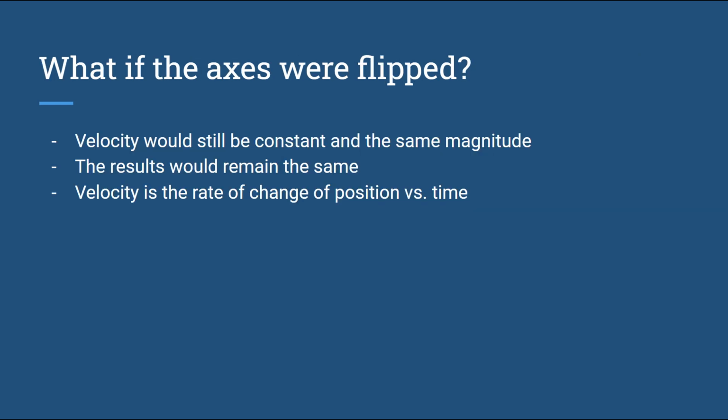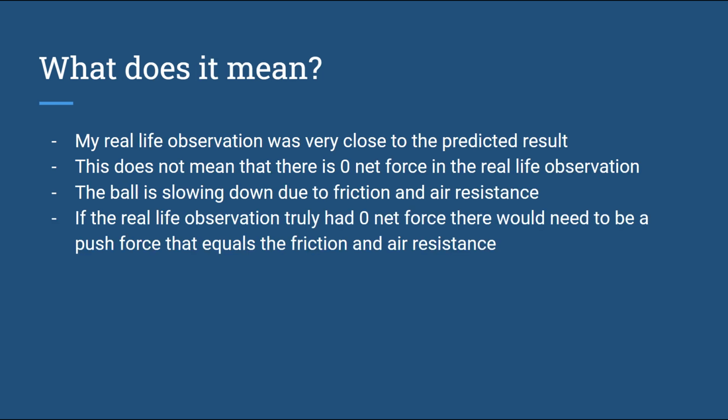Okay, so what if the axes were flipped? The velocity would remain constant, and they would have the exact same magnitude, which means the results would really just remain the exact same.